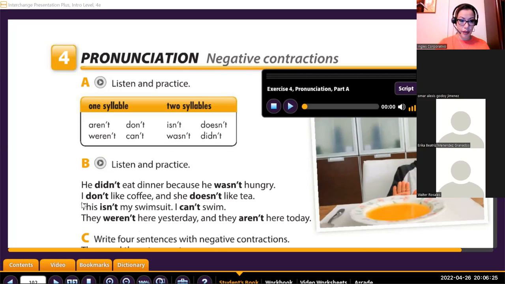Okay, now we're going to listen to this short paragraph in which all the negative contractions are being used. So let's listen. I'm going to pause every time I find a period. I'm going to stop the recording after each statement so that you can repeat at home.